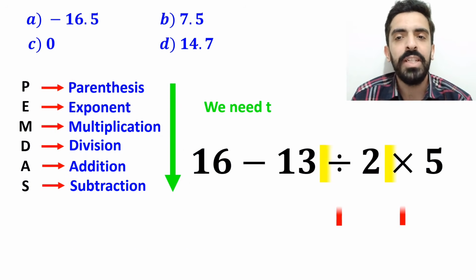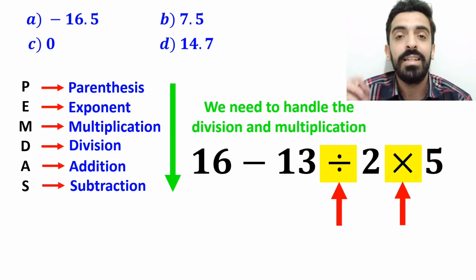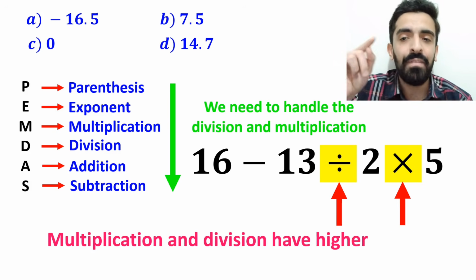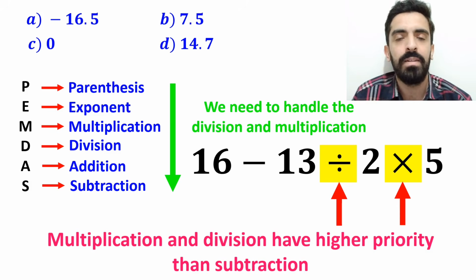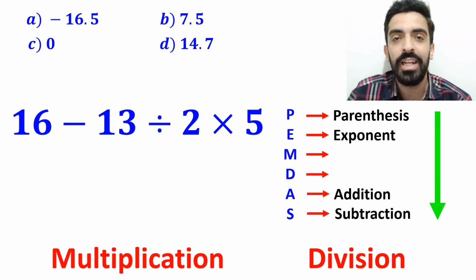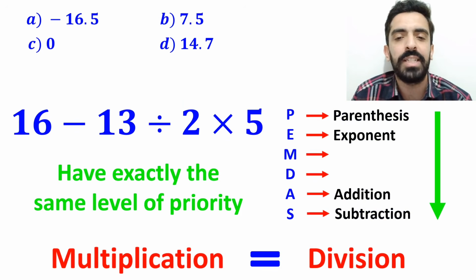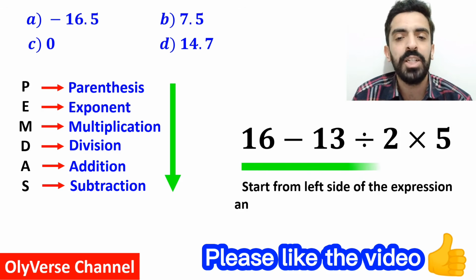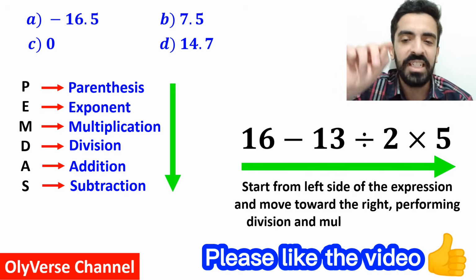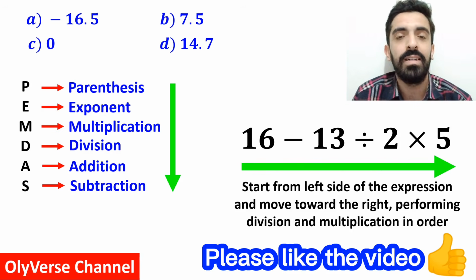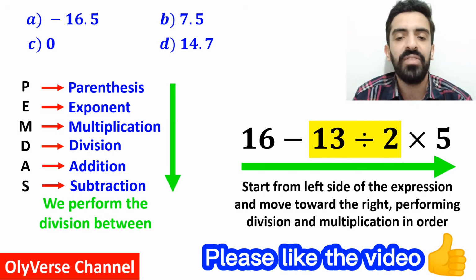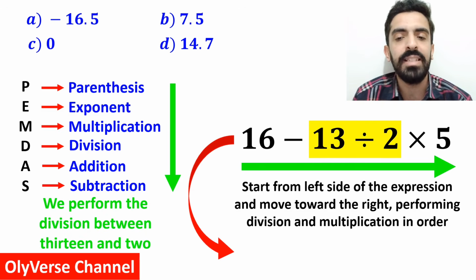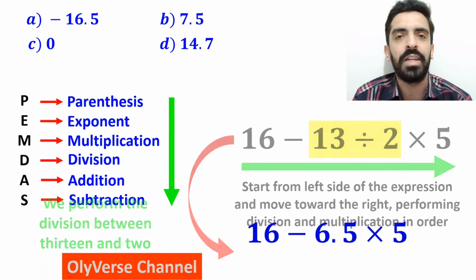And the next step, we need to handle the division and multiplication, since multiplication and division have higher priority than subtraction. However, it's really important to understand that multiplication and division have exactly the same level of priority. In this situation, the best thing to do is to start from the left side of the expression and move toward the right, performing division and multiplication in order. So, first we perform the division between 13 and 2. And this expression simplified to 16 minus 6.5 multiplied by 5.